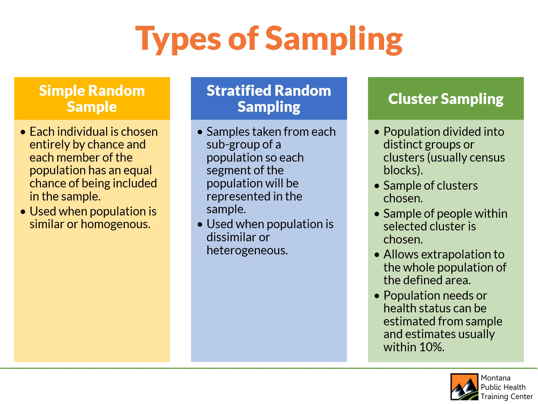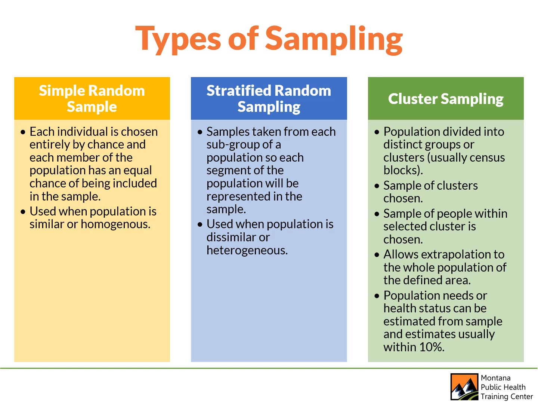A stratified random sample means samples are taken from each subgroup of a population so that each segment of the population will be represented in the sample. This is used when a population is dissimilar or more heterogeneous. If you think about your community, it's not a bell curve of age distribution. You have a lot of seniors and a lot of youth, or maybe a lot of migrant workers, or whatever that might be. We want to make sure that we hear voices from all of the different populations within our community. Then this is a good way to do that.